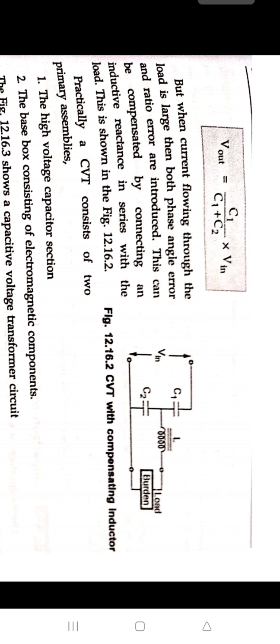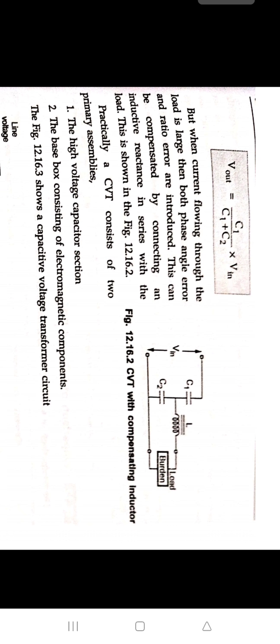This is the same capacitor divider rule. V out equals C1 divided by C1 plus C2 into V in. But when current flowing through the load is large, then both phase angle and ratio error are also introduced. This can be compensated by connecting an inductive reactance in series with the load as shown in the figure.